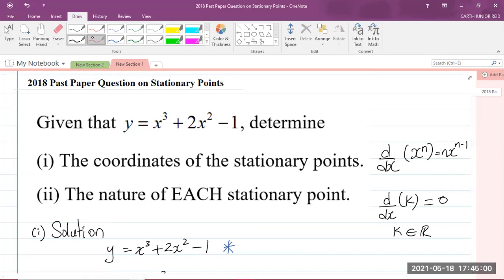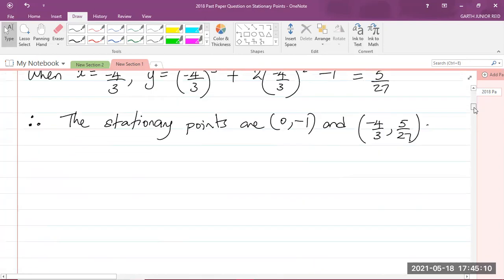All right, so part 1 is finished. We now need to do part 2, which says to determine the nature of each stationary point. Now, what do we mean by determine the nature? Well, it means that we are to determine whether the point is a local minimum or a local maximum point. All right, so local minimum point or local maximum point.